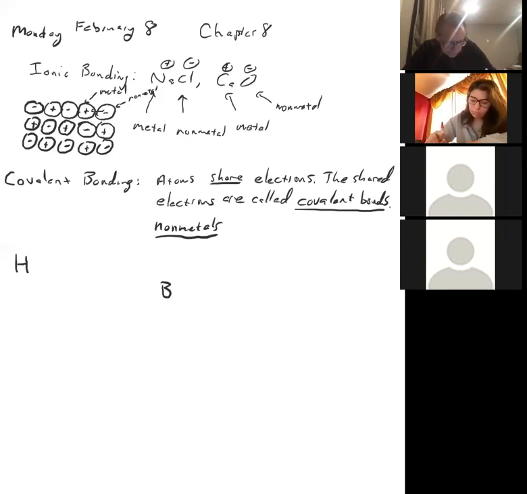boron, carbon, nitrogen, oxygen, and fluorine. So I'm sort of drawing a little partial part of the periodic table here, right? So the second row, this is your second row of the periodic table. It's most of those elements on the right side.